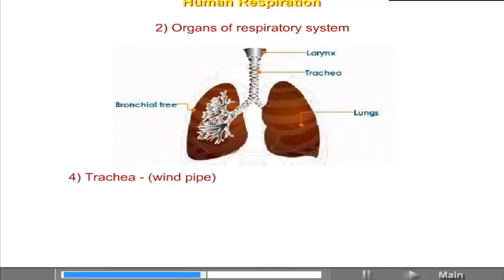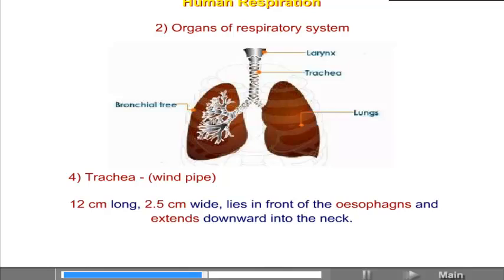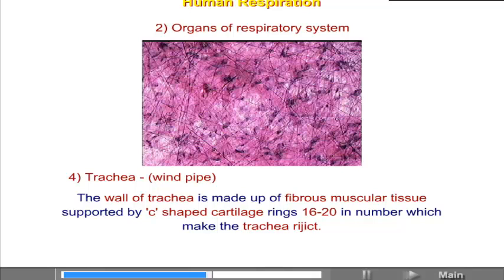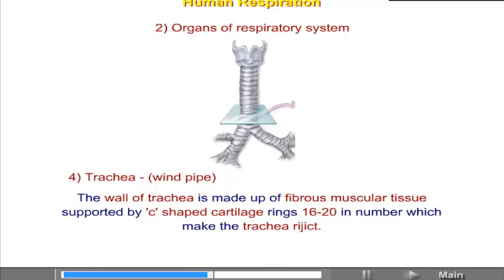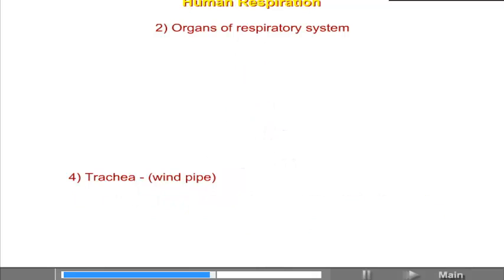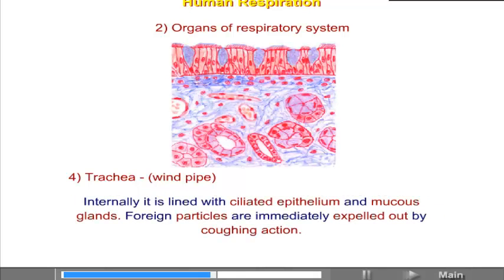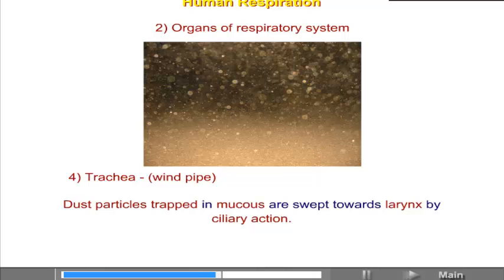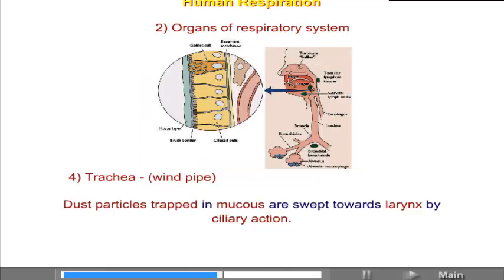Trachea, that is windpipe, 12 cm long, 2.5 cm wide, lies in front of the esophagus and extends downward into the neck. The wall of trachea is made up of fibrous muscular tissue supported by C-shaped cartilage rings, 16 to 20 in number, which make the trachea rigid. Internally, it is lined with ciliated epithelium and mucous glands. Foreign particles are immediately expelled out by coughing action. Dust particles trapped in mucus are swept towards larynx by ciliary action.